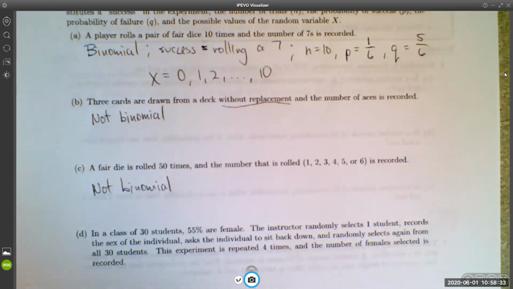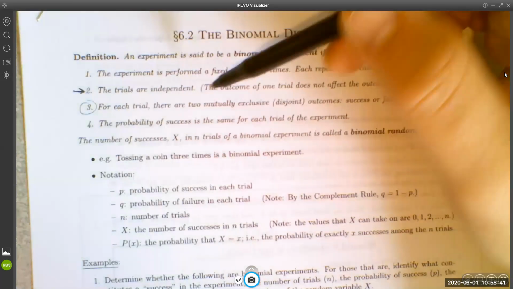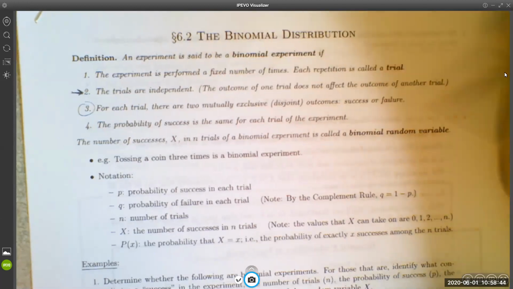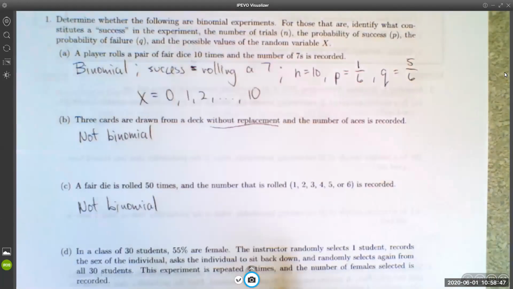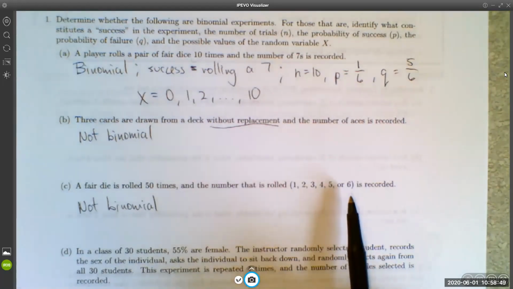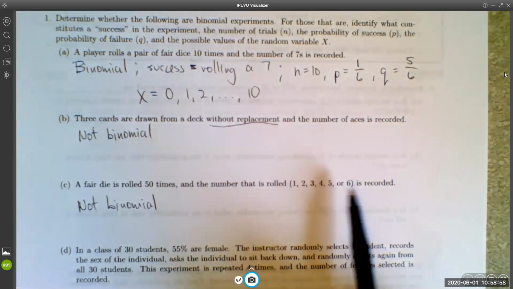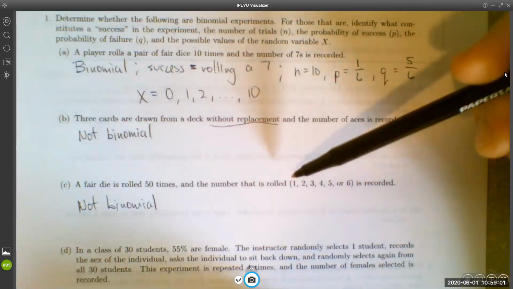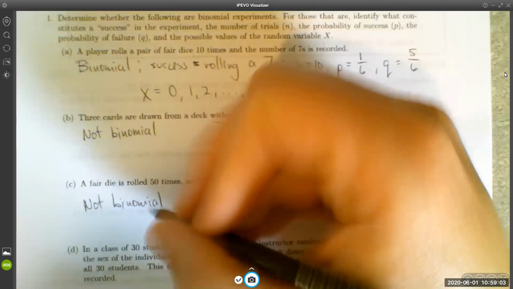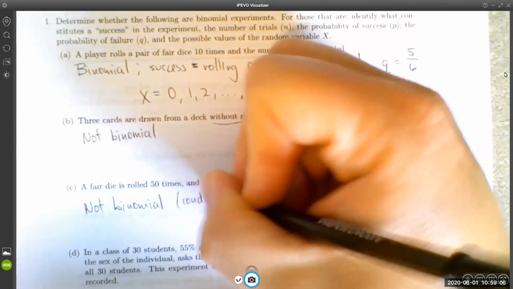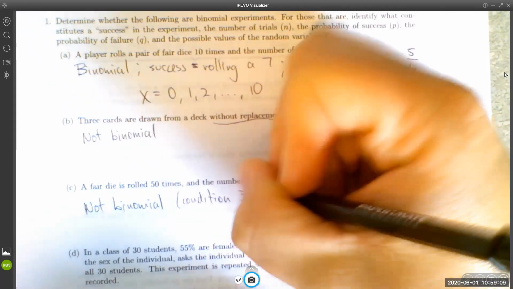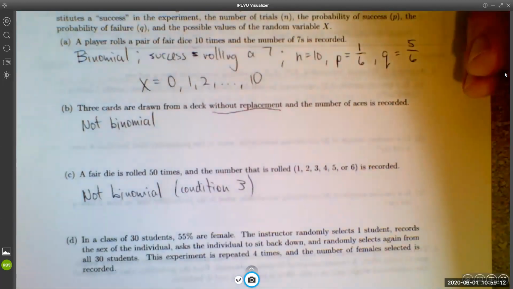Okay. The condition that is not satisfied in part C is condition 3. Condition 3 is that for each trial there have to be 2 mutually exclusive outcomes, success or failure. And here we don't have a clearly labeled success or failure. They're just recording what number was rolled. They're not saying that rolling a 4 is success. They're just recording the number that's rolled. So this is not binomial, right? Because of condition 3. Okay, that's that one.